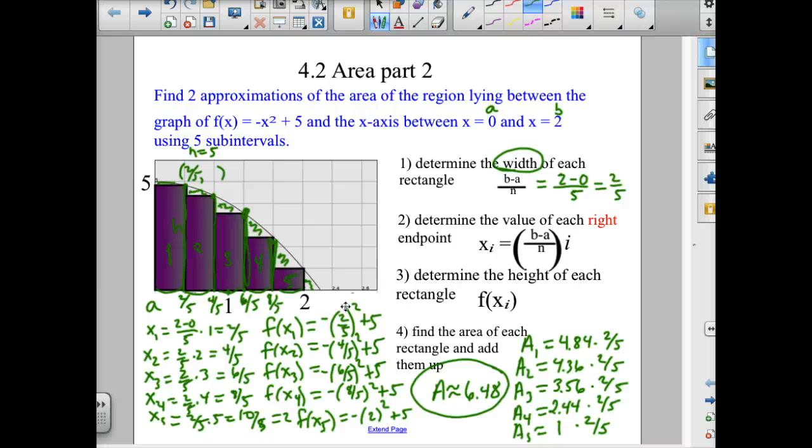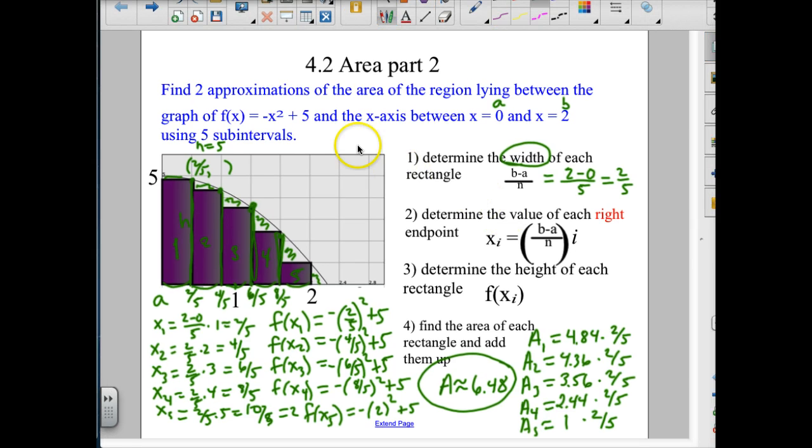6.84 or 48? I thought it was 6.84, so I may have made a calculation error. Double check my math here. Oh, false alarm, we're right the whole time. All right, so that is the approximate area under the curve using rectangles that have the right endpoint on the curve.